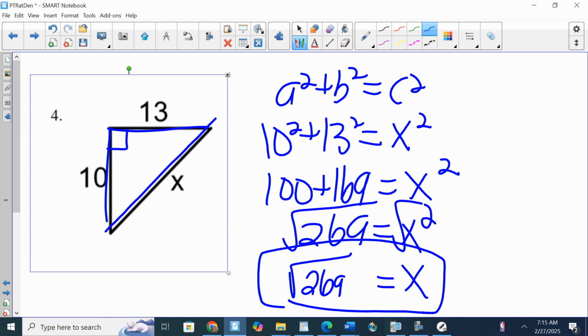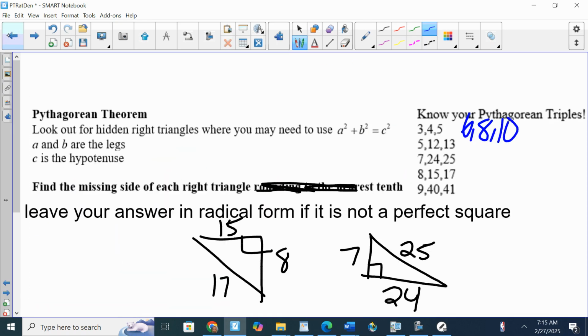That's it. It's a small piece within a bigger lesson. You should have done it before. You probably never saw the triples before. So it's helpful to know your triples. You don't have to know your triples, but it saves you some time.